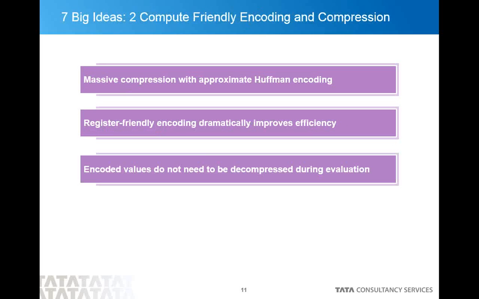Moving on to the next big idea, it's compute friendly encoding and compression. The second big idea pertains to how DB2 encodes and compresses data and the way it packs the CPU registers. We call it actionable compression, but it is also known as delayed materialization or late materialization. It uses so many compression algorithms, out of which one important compression algorithm is Huffman encoding.